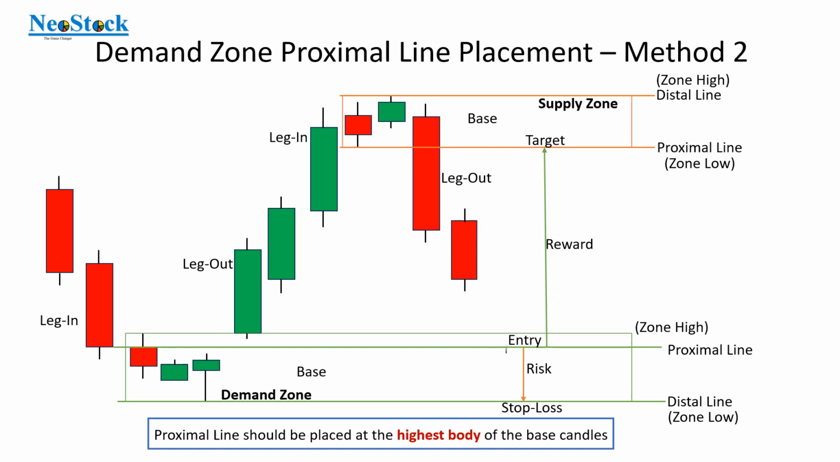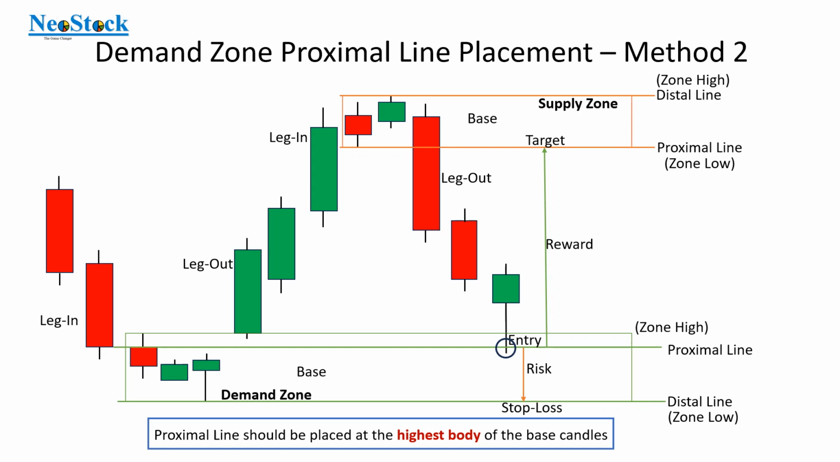Now price has reached into the demand zone, and definitely with this method our trade would have been executed, because price already crossed this proximal line. So this is one observation you should make regarding the proximal line placement for method 2.